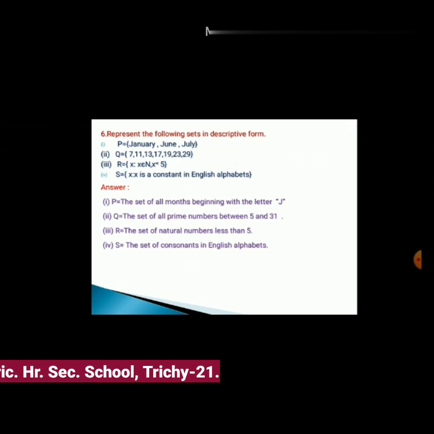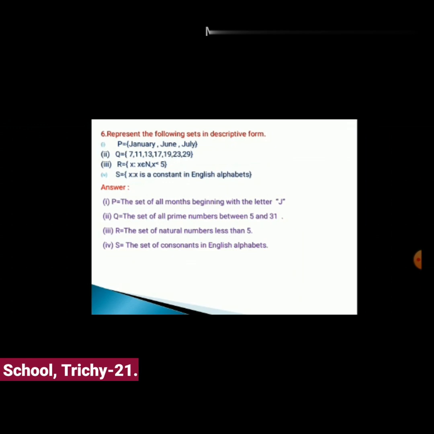In the third one, this type is set builder form. We change it into descriptive form. So R is equal to x such that x belongs to natural numbers and x is less than 5. Then R is equal to the set of natural numbers less than 5. This is the third answer. The fourth question, S is equal to x such that x is a consonant in English alphabets. So S is equal to the set of consonants in the English alphabet. Always descriptive form starts with the words "the set of". This is the answer of the sixth question.